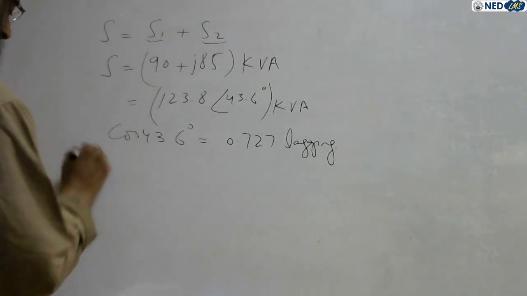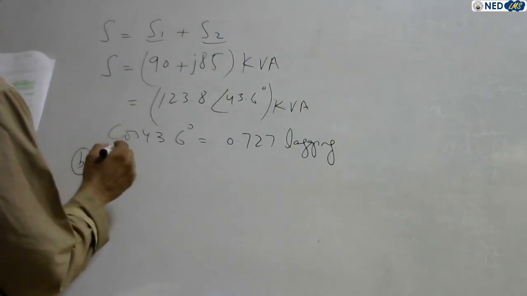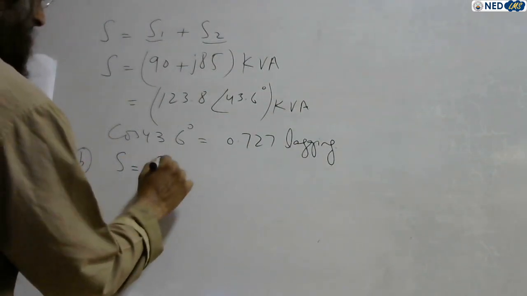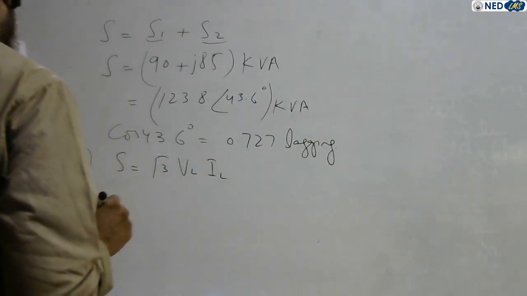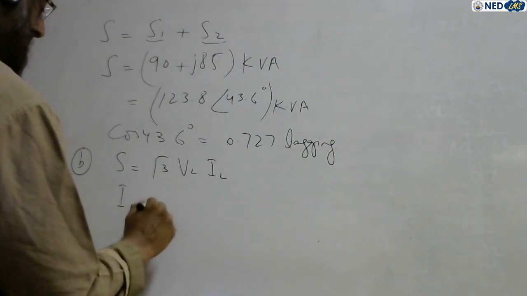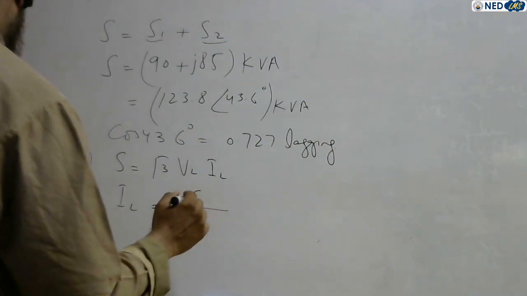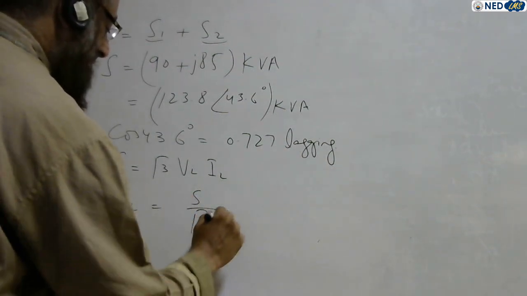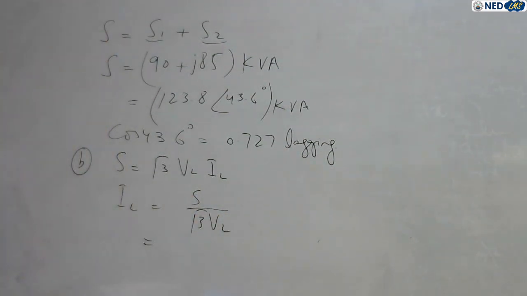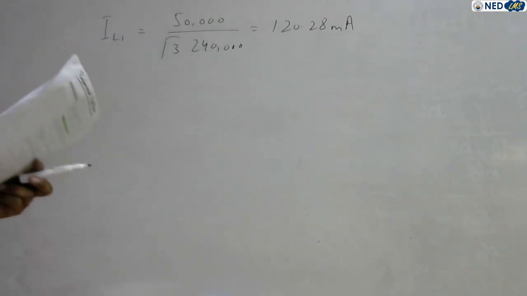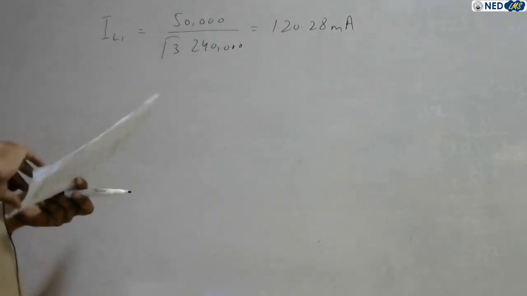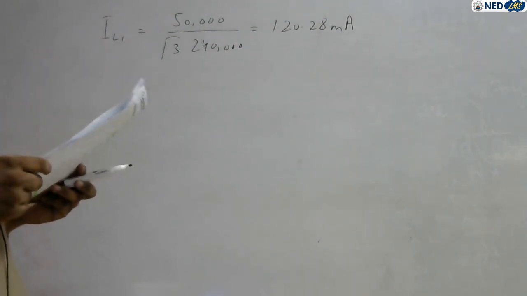Part B, the line currents. We know that apparent power S is equal to root 3 times line voltage times line current. If you rearrange this equation, line current is S over root 3 times VL. So rearranging the formula, line current is equal to apparent power over root 3 VL.